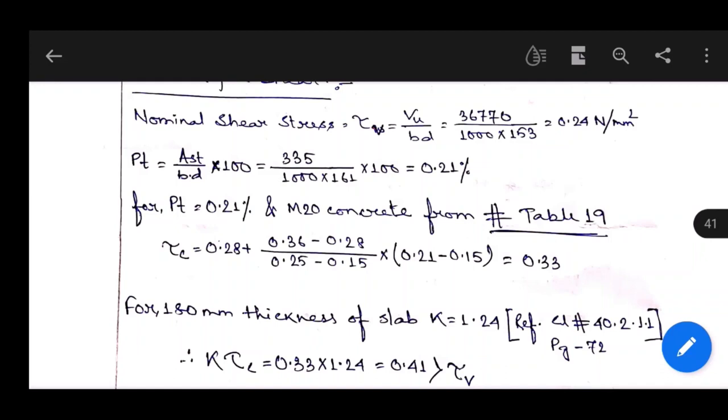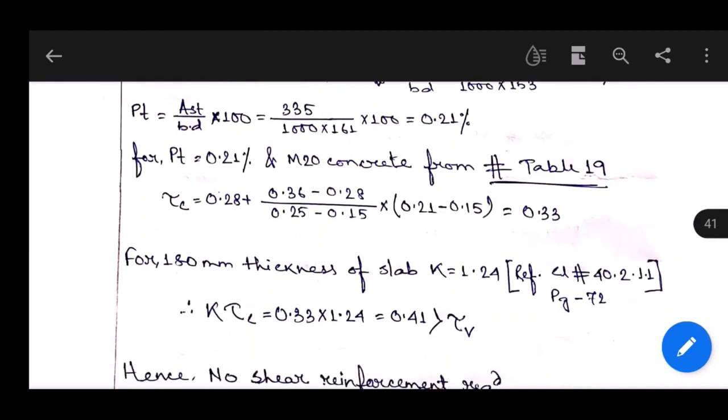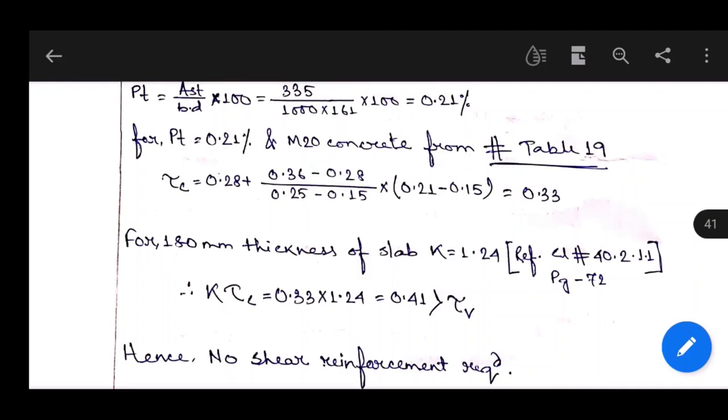So K tau c is equal to 0.33 into 1.24, that is equal to 0.41, which is greater than tau v. That means no shear reinforcement is required because there is no excess shear. Okay.